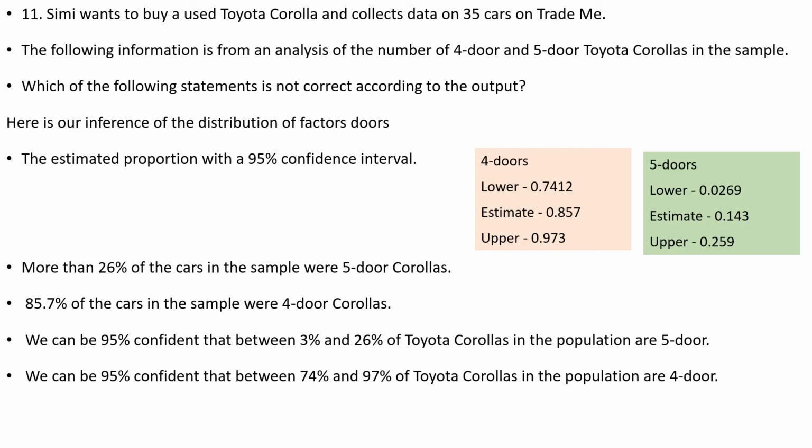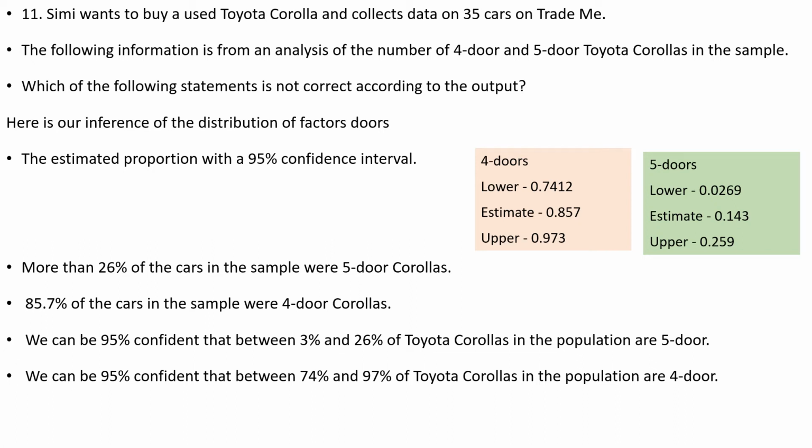Simi wants to buy a used Toyota Corolla and collects data on 35 cars on TradeMe. The following information is from an analysis of the number of 4-door and 5-door Toyota Corollas in the sample. Which of the following statements is not correct according to the output? Here is our inference of the distribution of factors, doors, and the estimated proportion with a 95% confidence interval.